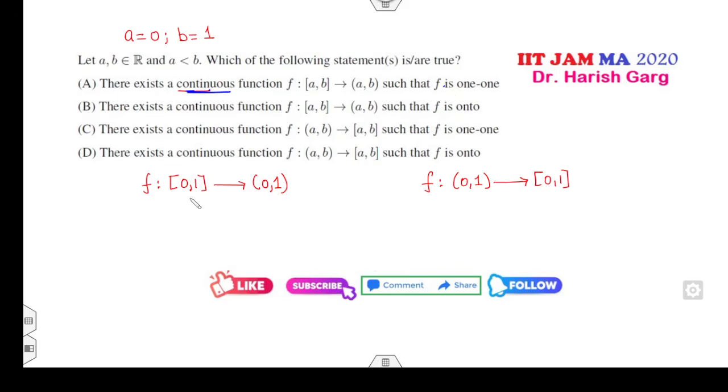First of all, continuous. You can see [0,1] is closed and bounded. That means it's a compact set. And we all know the continuous image of a compact set is compact. But the open interval (0,1) is not compact. That means you can never define a continuous map from (0,1) to the closed interval [0,1].